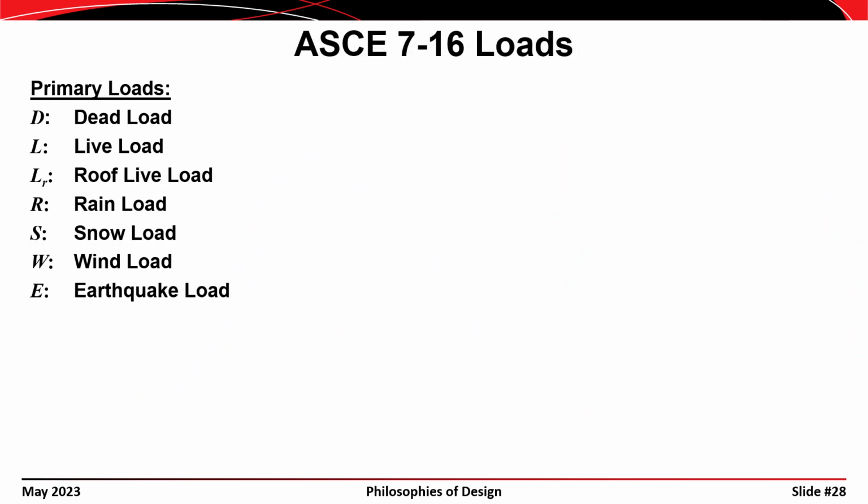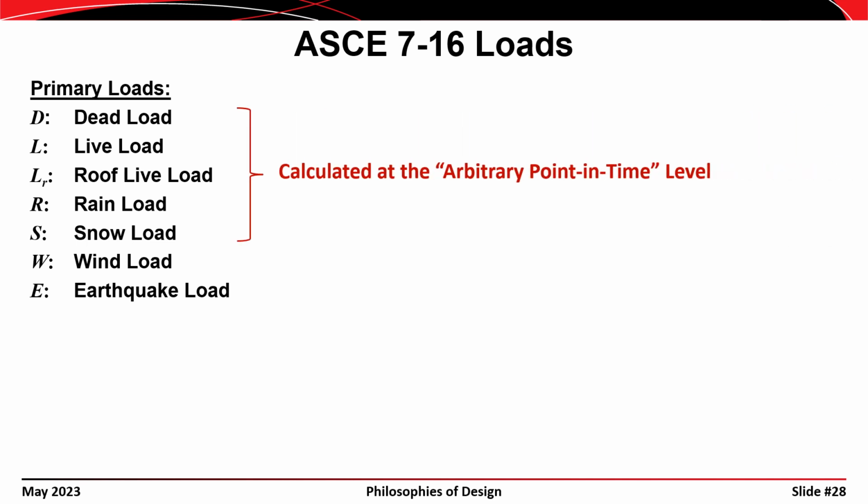The notation for the loads in the ASCE 7 standard is shown here. The loads that we encounter most often in building type structures include dead load, live load, roof loads, and the lateral loads. In the 2016 edition of ASCE 7, these gravity loads are all calculated at the arbitrary point in time levels, whereas the wind and the seismic loads are calculated at their maximum lifetime level. Again, this means that the gravity loads are calculated as the loads that are expected to be on the structure on any given day, whereas the wind loads and the earthquake loads are calculated as the largest magnitudes that are expected to act on the structure during its lifetime.